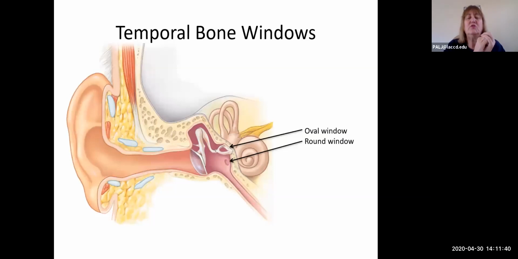So there are 2 openings between the middle ear and the inner ear. The one that the foot plate of the stapes is over is oval shaped, so it's called the oval window. And then inferior to it, there is a much smaller but round window. We'll talk about their significance when we talk about hearing.